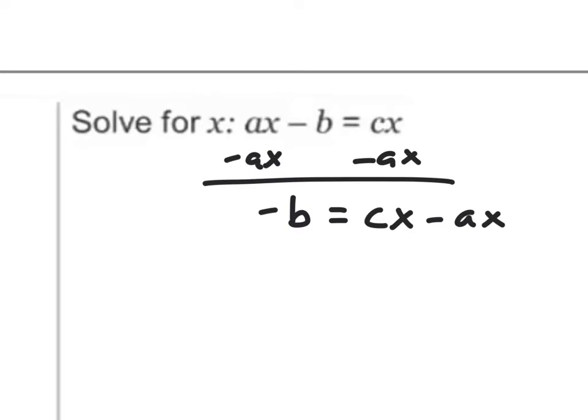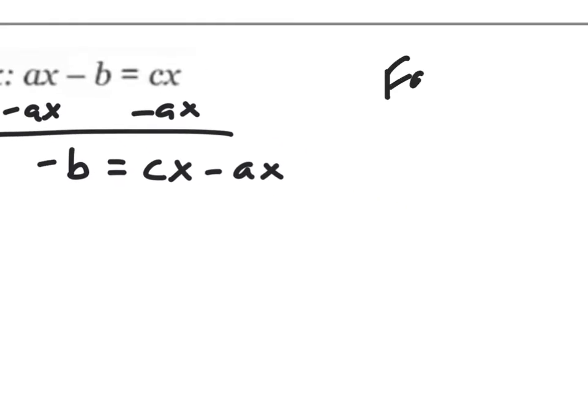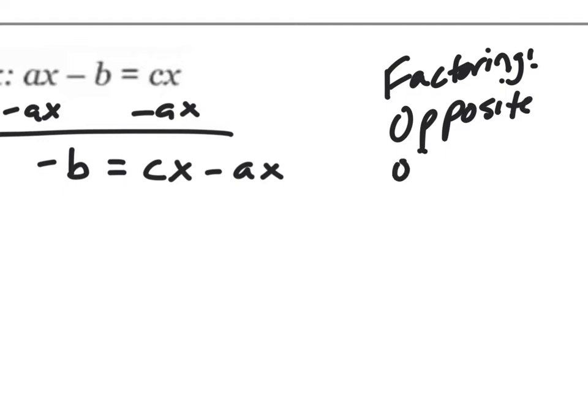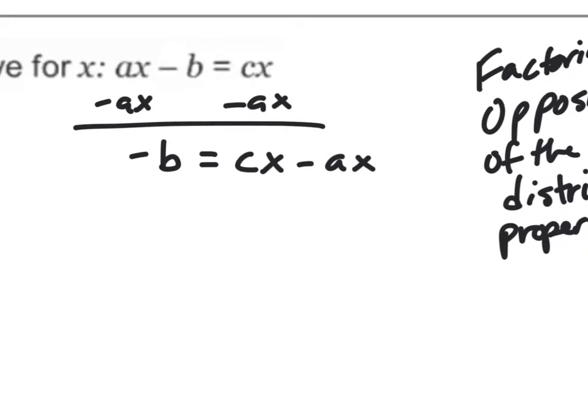Now this is where it gets a little tricky, but I'm going to do this thing called factoring. And I want you to write this out over here: factoring is the opposite of the distributive property. So what I can do is I have a common factor of x. I can factor out a common value of x. So I get minus b is equal to x times the quantity c minus a.